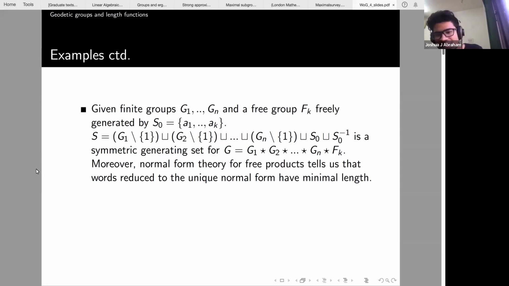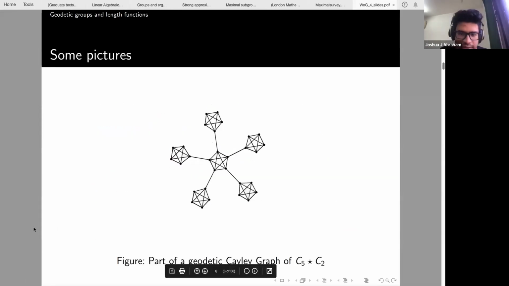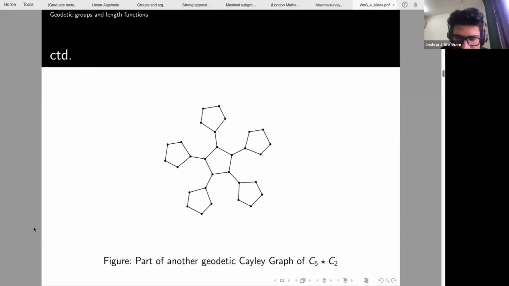Similarly, you have these plane groups as Kane was talking about. If you take the generating set to be all the elements of the finite groups other than the identity, and its inverses, the normal form theory for free products tells us that this is also geodetic. And similarly, if you have two groups which have symmetric generating sets which give you geodetic graphs, the free product will again be geodetic, since the disjoint union of symmetric generating sets will give you a geodetic Cayley graph. Okay, so these are some examples of geodetic Cayley graphs of C5 star C2.